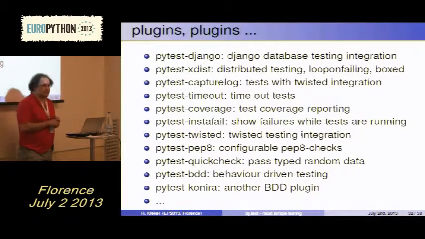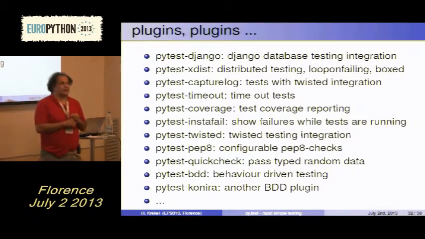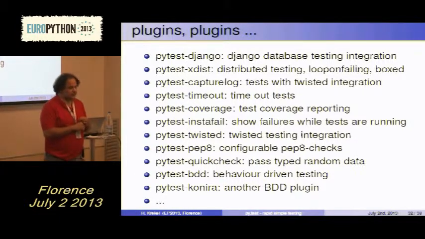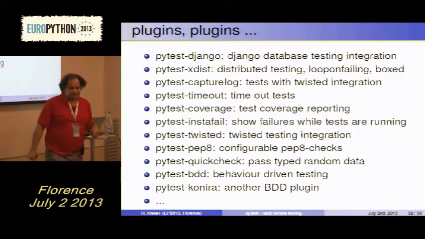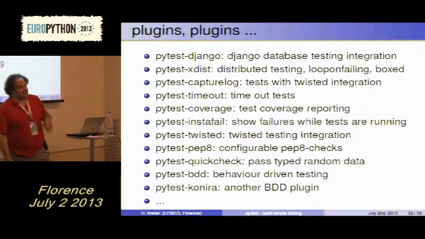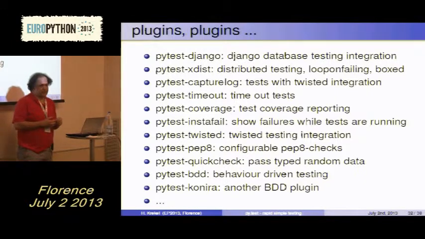QuickCheck comes from Haskell. It means that you can very easily tell via a decorator if you want to have random parameters passed into your test function. So you say, I want to have an integer in the range of this and that, or I want to have a string of length so and so, of these characters or just the full ASCII set or something like that. And this gets actually, via randomizing, passed into your test function, and you can just use these random values.